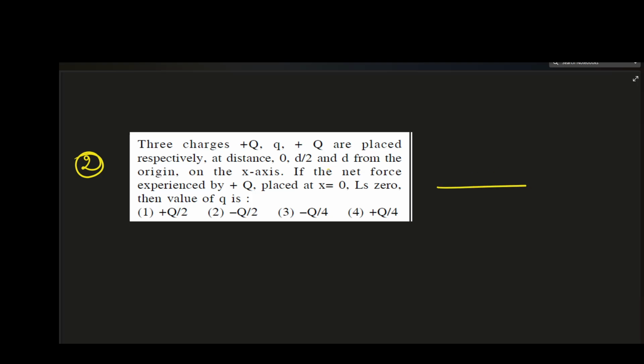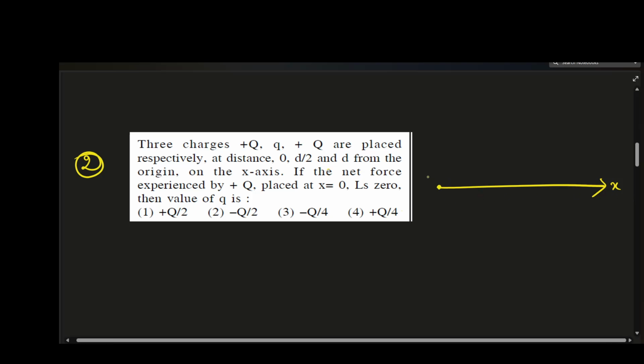So let us first draw the given condition. So we have the x-axis at x is equal to 0, that is the origin. We have a charge plus Q, and at a distance d by 2 from the origin we have a charge q, and again at a distance d from the origin we have a charge plus Q.